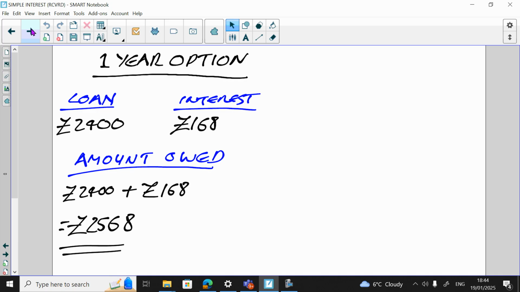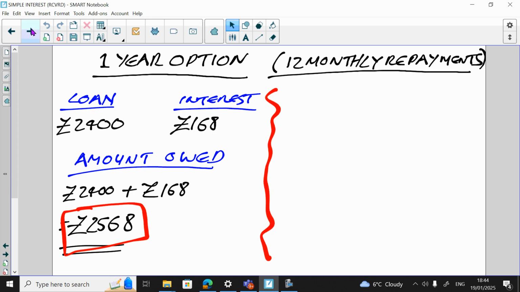Okay, but we're dealing with monthly options here. So we're going to take that 2568, and for this one, we're going for 12 monthly payments. And do you know the reason why? It's 12 monthly because it's a 1 year, and we'll get 12 months in 1 year.